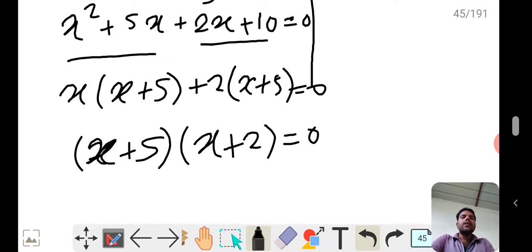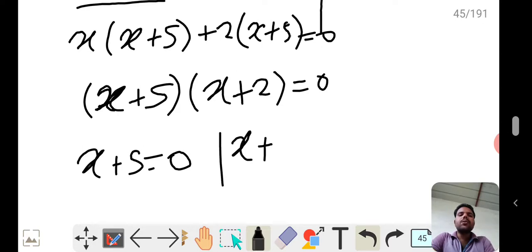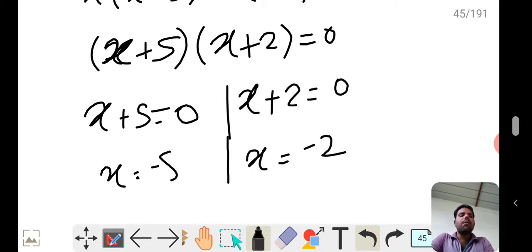We know that the multiplication of two numbers is 0 if one of the two numbers is 0. So we can write x plus 5 is equal to 0 or x plus 2 is equal to 0. From this we get x is equal to minus 5 or x is equal to minus 2. So this is the solution of our quadratic equation. This is the first case.